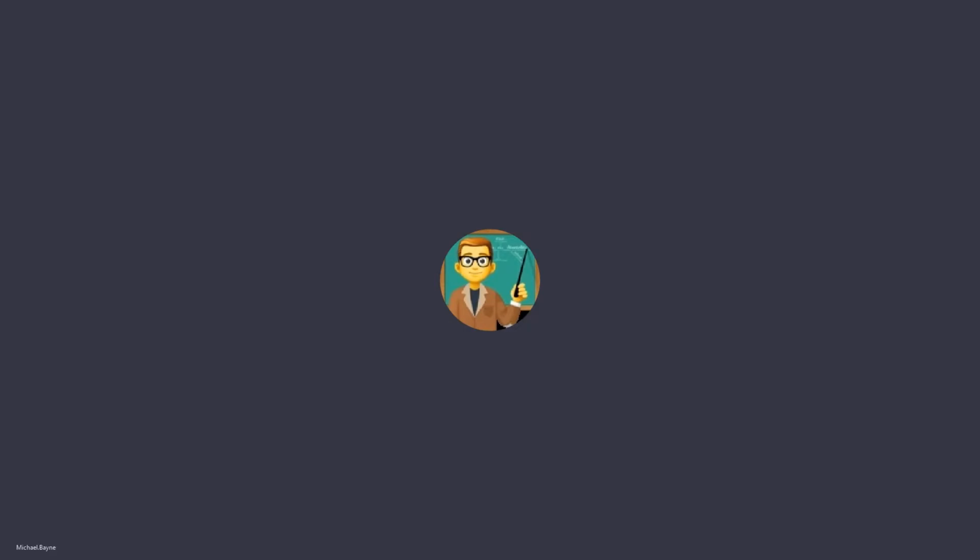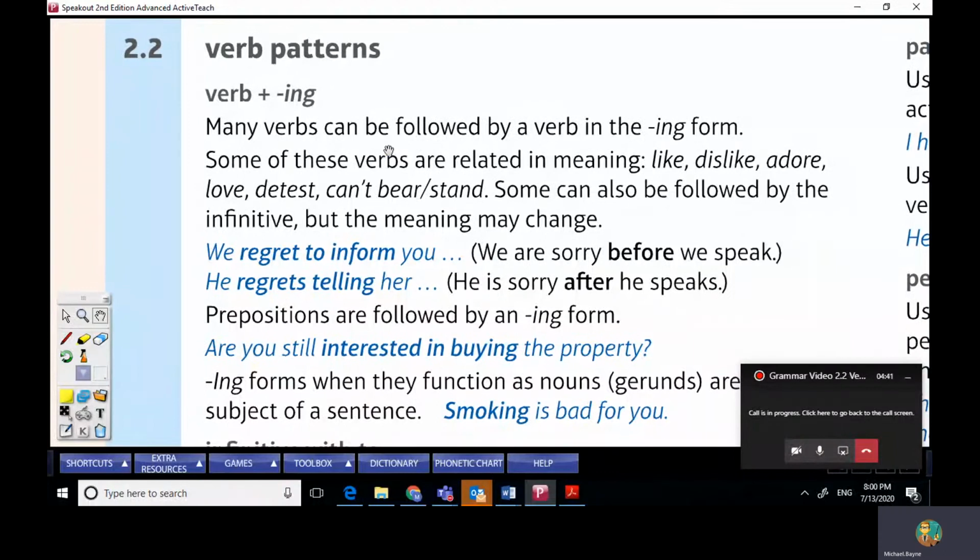All right, now verb patterns basically means that after some verbs, you use the ing form. After some verbs, you use the infinitive form. And it can get really confusing because some verbs can take both, either the ing or the infinitive, and it will have the same meaning. Some verbs will take both, either ing or the infinitive form, and it will have different meanings. And then some require that you only use the ing, and some require that you only use the infinitive. So it is a lot of memorizing.